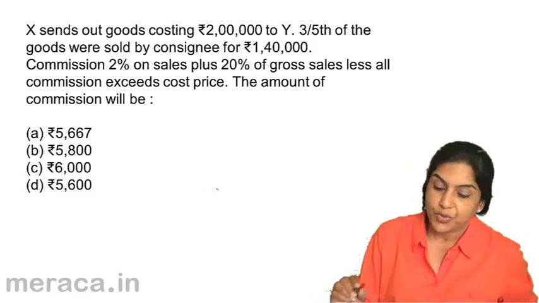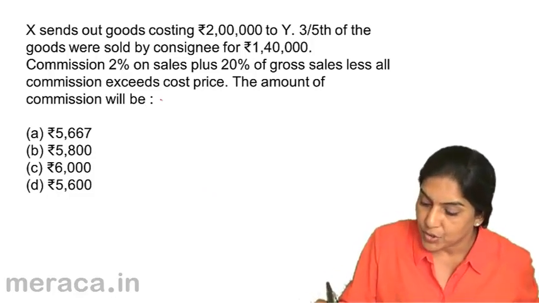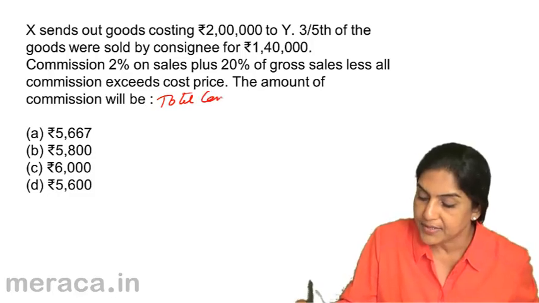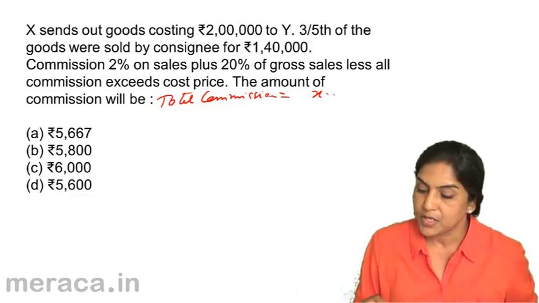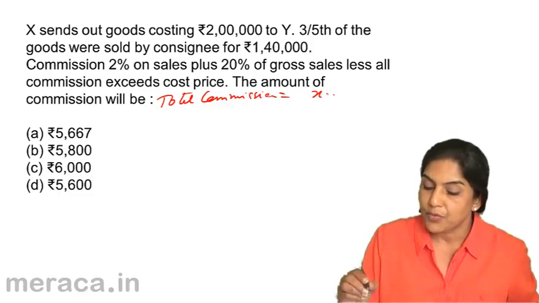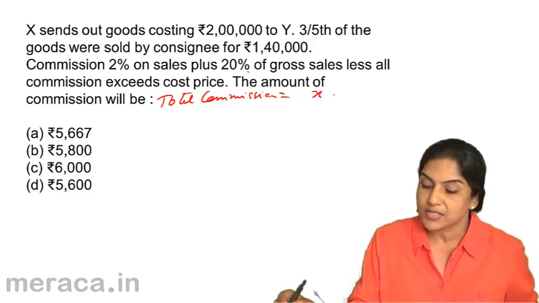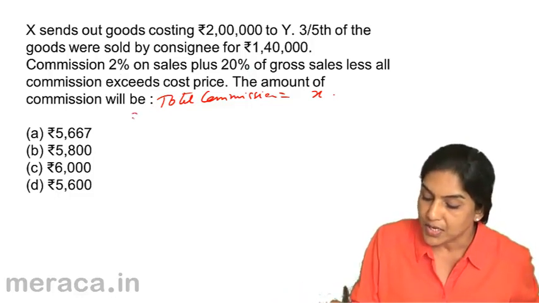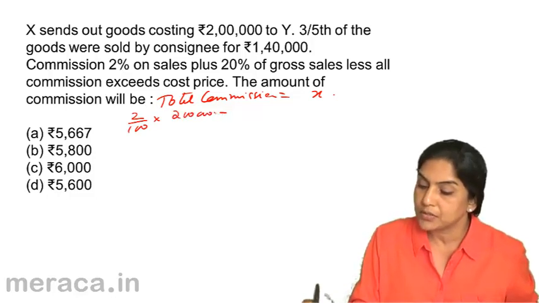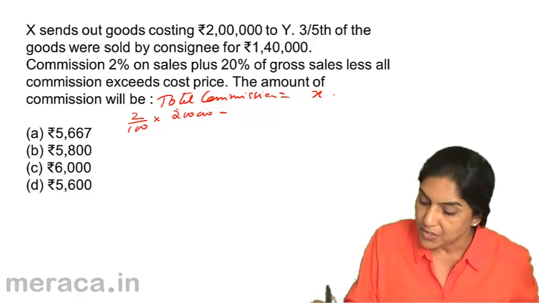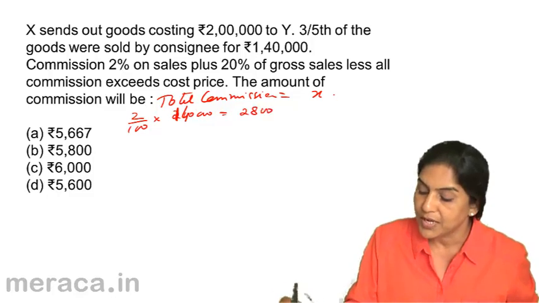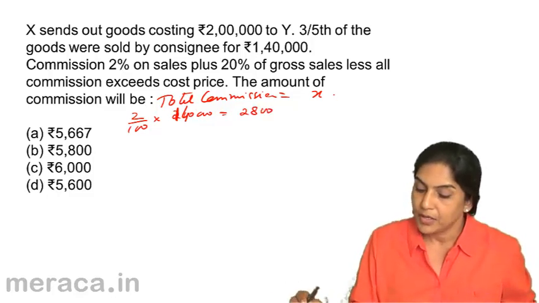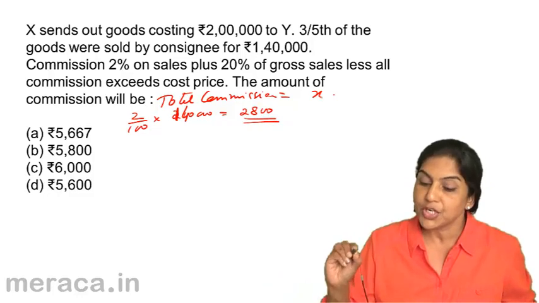In such a case, we need to use X. Let total commission be X. Okay, the total commission is equal to X. So what is X equal to? One commission is 2% on sales. So 2% of 1,40,000 is the sales. That would give us 2,800. So this is one portion of the commission which is included in X.